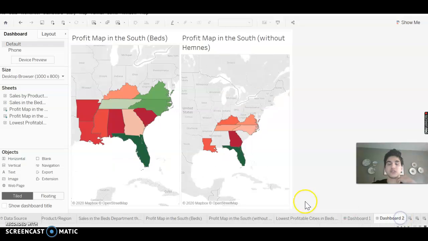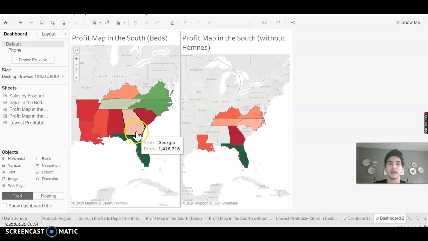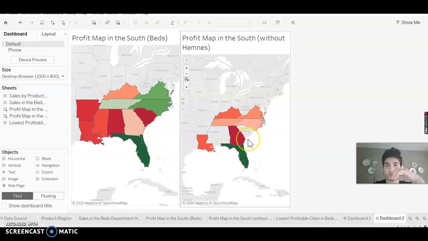And here in my next dashboard, I'm again emphasizing the fact that Hemnes is such an important item for the company. So here they have some fairly profitable states: Virginia, North Carolina, Tennessee, and Florida. They have really good profits, while here only Florida has fairly good profits, right?